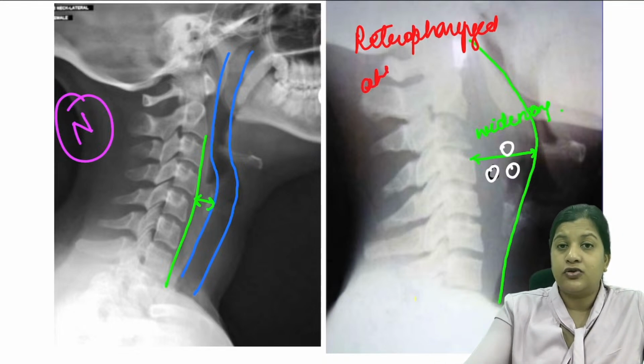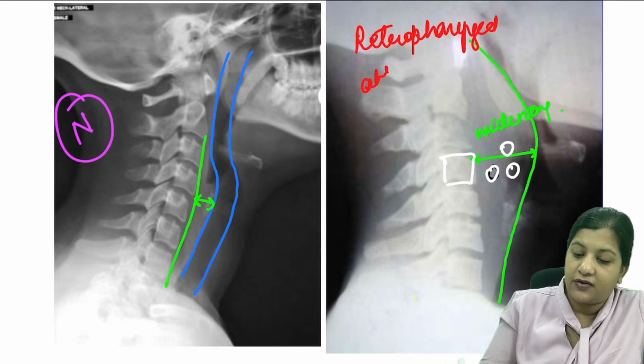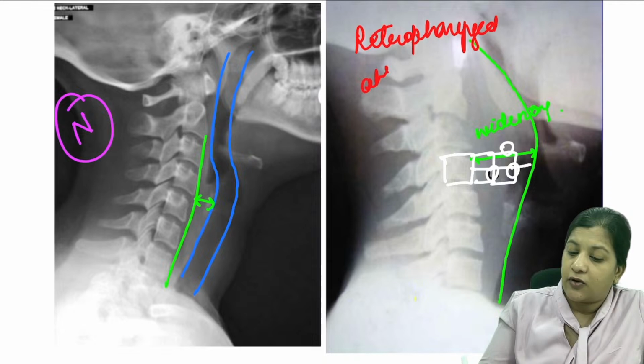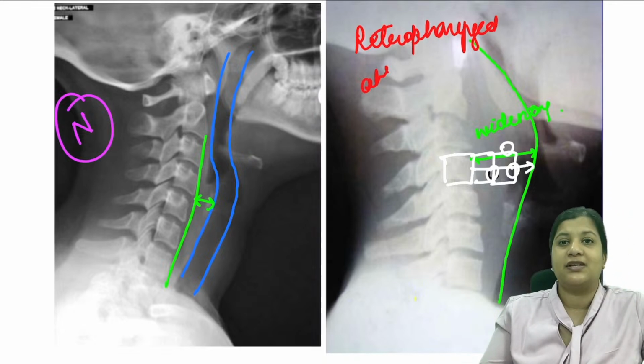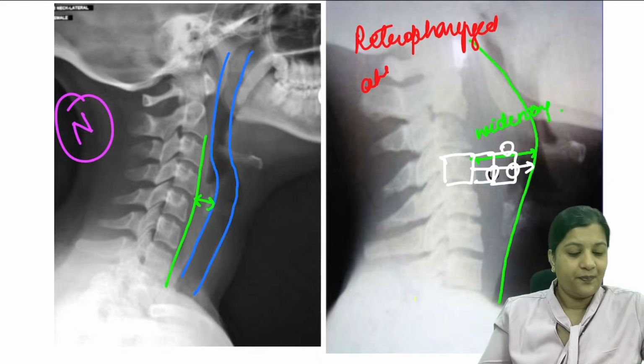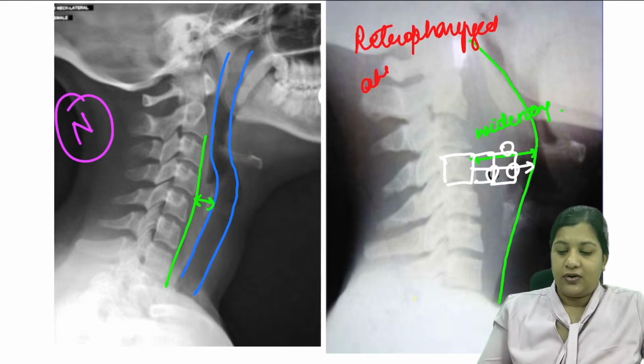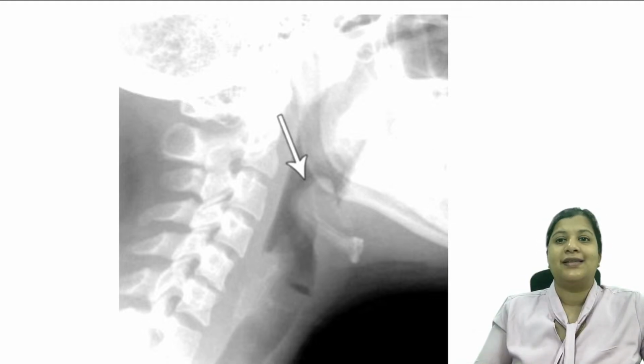The prevertebral soft tissue shadow is more than 2 times the size of the body of the vertebra. So you see here, this is the body of the vertebra. So the prevertebral soft tissue shadow is more than 2 times the size of the body of the vertebra. So this would indicate to you that this is a retropharyngeal abscess. Okay. So let's go to the next image and let us see what this sign is telling you.